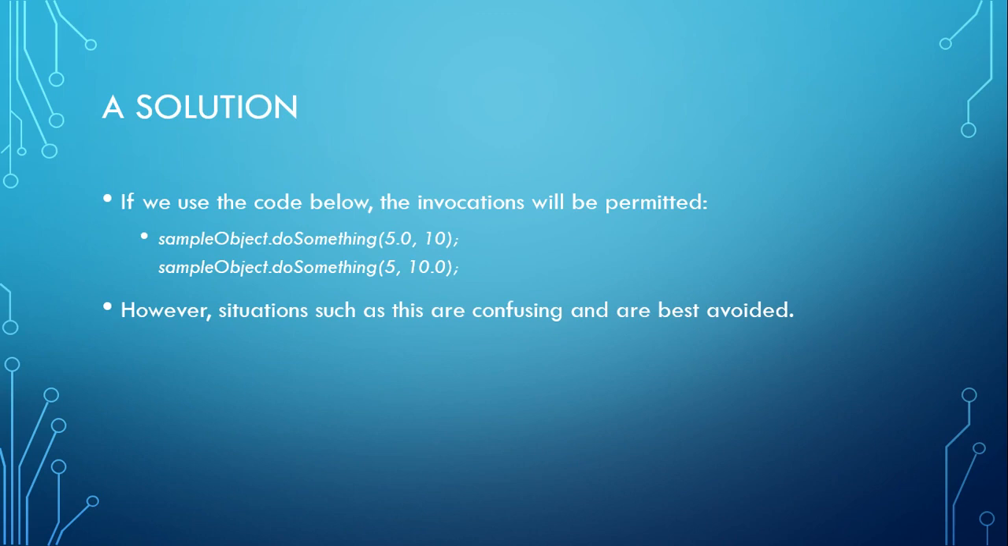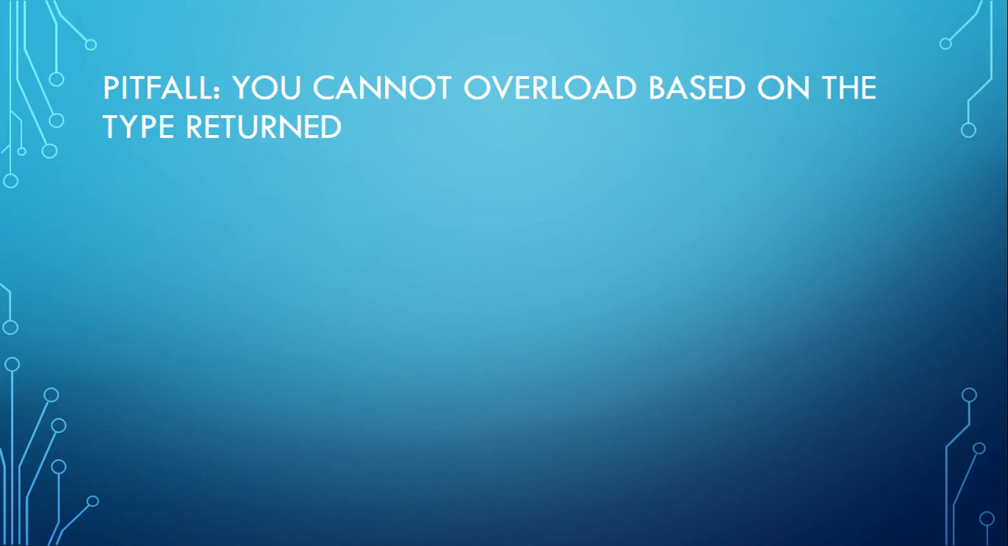And that's why situations such as this are pretty confusing. I mean, this is just a really easy example, but if you had to try to remember what value goes where, and if you had some that had to be doubles, some that had to be ints, it can get confusing. So they're best to be avoided. All right, here's our next pitfall.